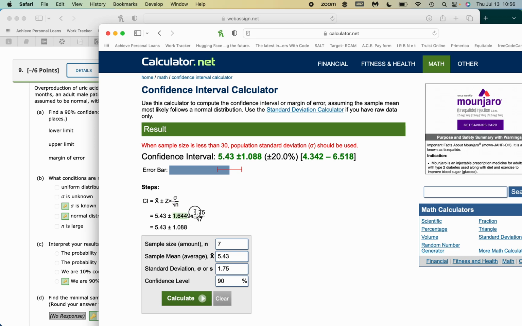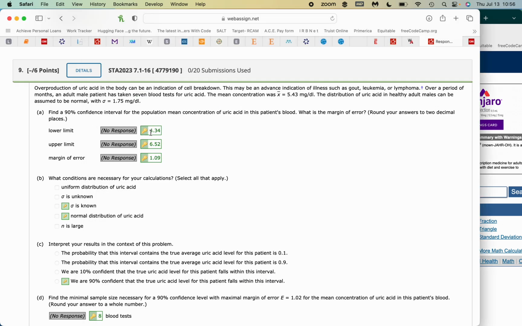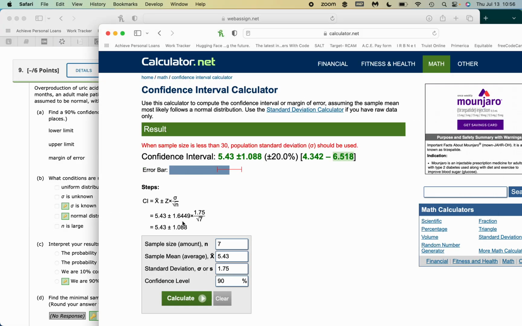You multiply that by the standard deviation over the square root of the sample size. And this number right here is going to be your margin of error. Remember, your margin of error is the product of these two terms. And so that's how you get your lower limit and your upper limit, and your margin of error is this. All of them have been rounded to 2 decimal places.